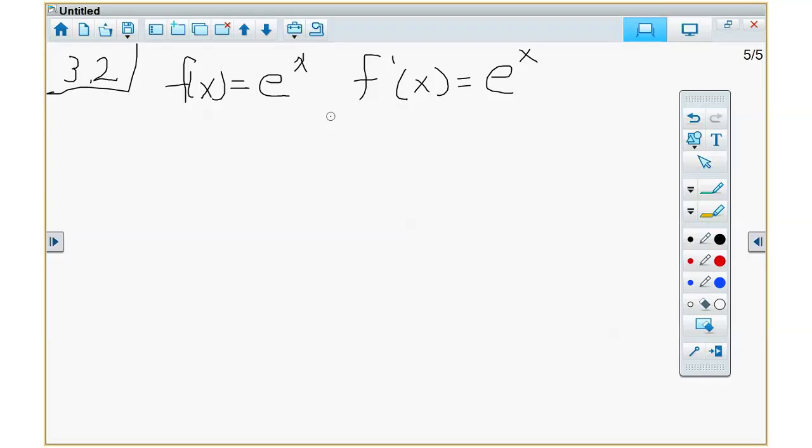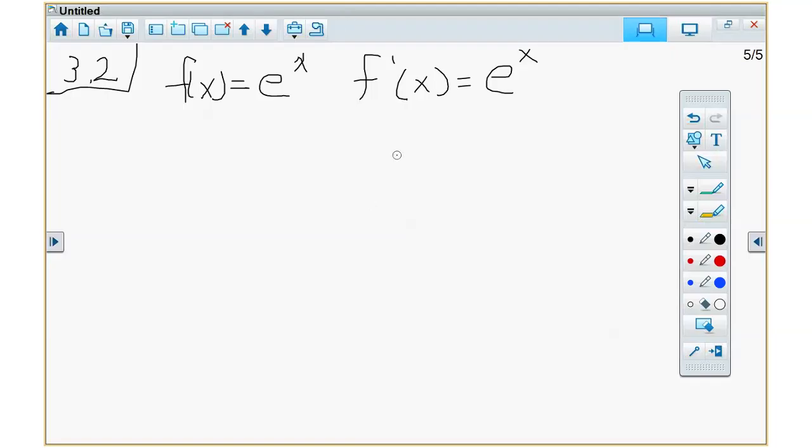3.2 is called exponential, logarithmic, and cyclic rate of change formulas, or exponential, logarithmic, and cyclic derivatives. I love how they dummy the word derivative down to rate of change, and they keep using rate of change. I didn't know you spoke Latin. Huh? Yeah. Latin. All right.